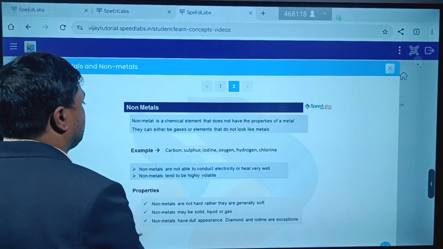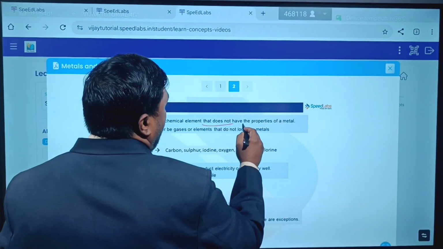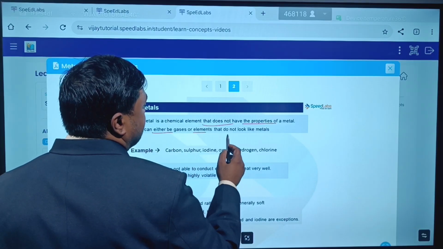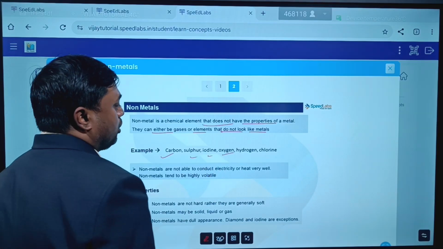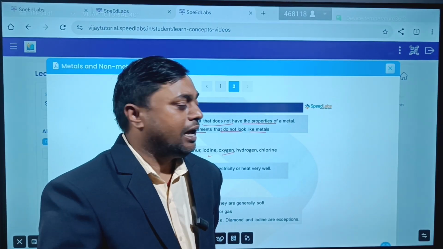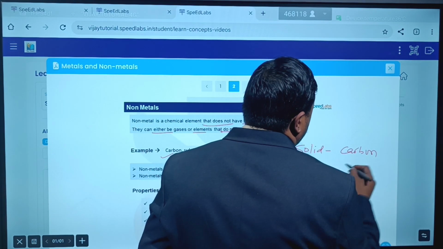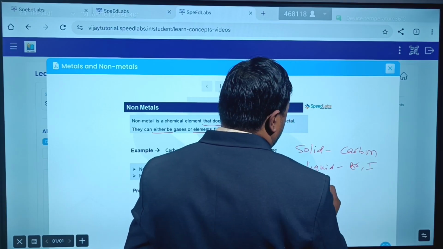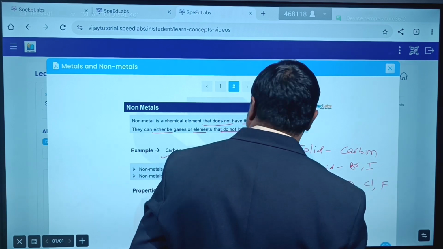Okay, next. When we talk about non-metals, a non-metal is a chemical element that does not have the properties of a metal. So they can either be gases or elements that do not look like metals. For example, carbon, sulfur, iodine, oxygen, hydrogen. Non-metals exist in all the three states. As a solid, like carbon, a non-metal, yes or no? Liquid, bromine. Gases, most of the non-metals are gases, like oxygen, chlorine, fluorine, nitrogen.